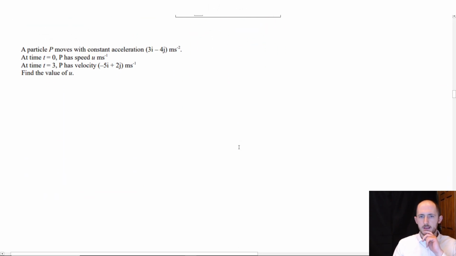Perfect. So for question 6, we have a particle P that moves with constant acceleration 3i minus 4j meters per second squared. At time t equals 0, P has speed of u meters per second. At time t equals 3, P has velocity of minus 5i plus 2j. So it says find the value of u. Technically speaking, you can just work out the magnitude, but we can also do it using normal suvat. So S is equal to don't know, don't care.